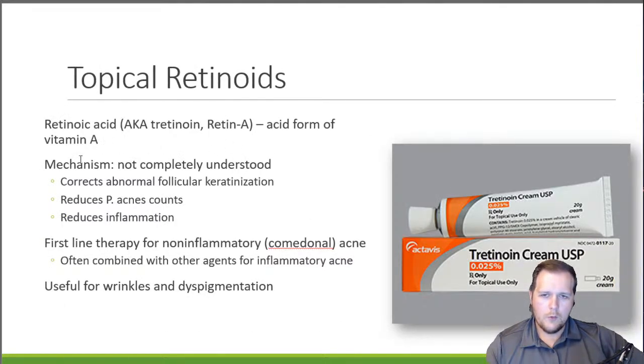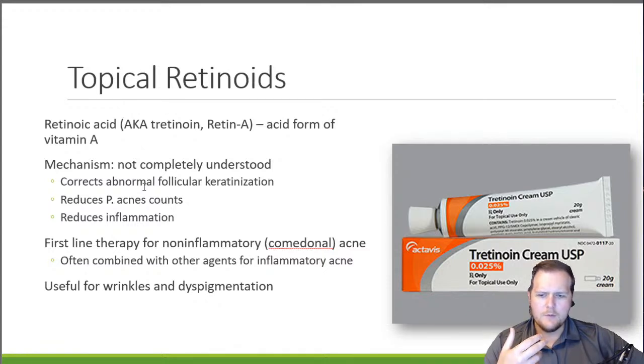All right. So, stepping up our game a little bit, going into our topical retinoids. Retinoic acid, otherwise known as tretinoin, is an acid form of vitamin A. And while we don't know the full mechanism here, we do know what it does to the skin. Some of the things it does include correcting some of that follicular keratinization, so preventing that occlusion from happening due to the buildup of keratin and sebum and all of that. It can help to reduce P. acnes counts, so it probably has some antibacterial activity there, and also helps to reduce inflammation.